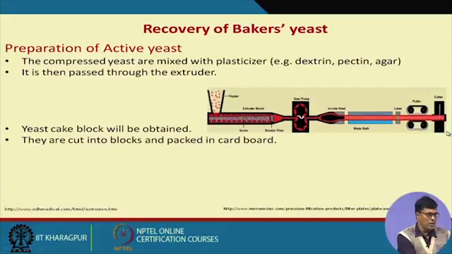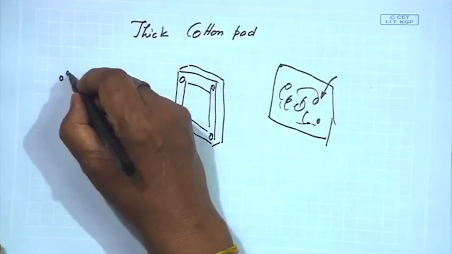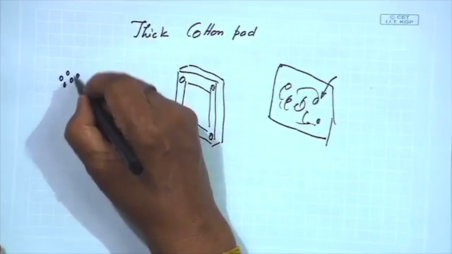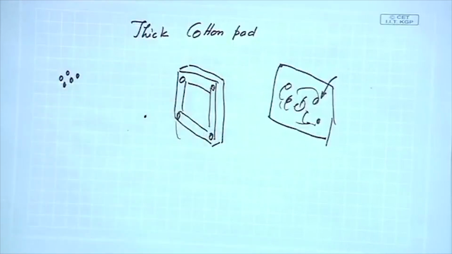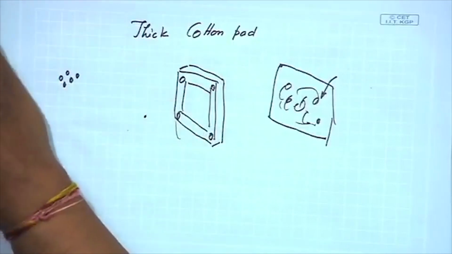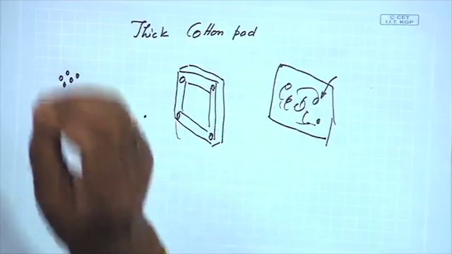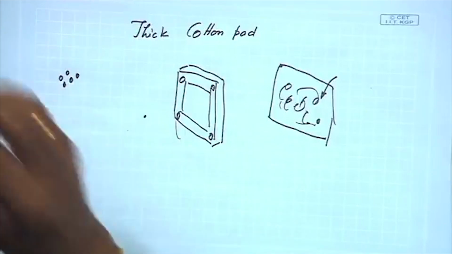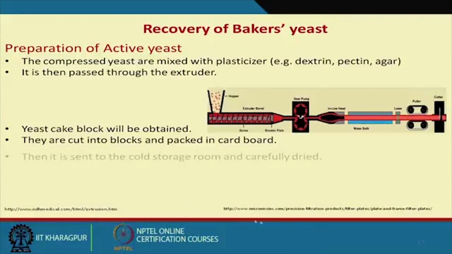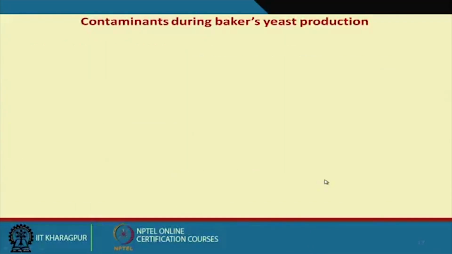Then you dry it. When you dry it, it forms pebbles. The small pebble formations will be there. That is why, as we saw initially, the active dry yeast is not in exact powder form but in pebble form. And then it is sent to the cold storage room, carefully dried.